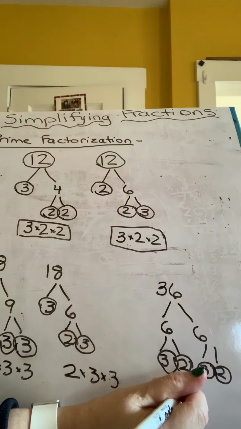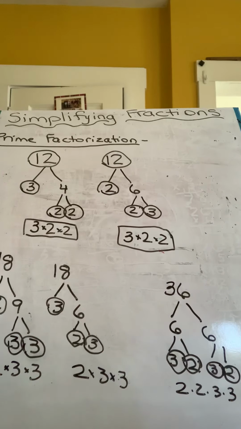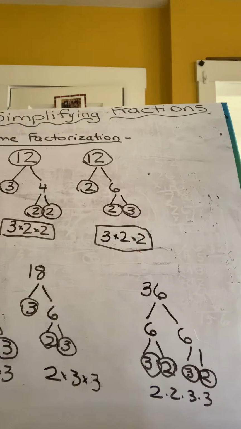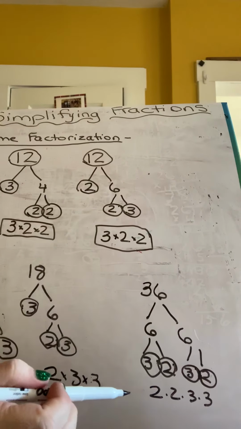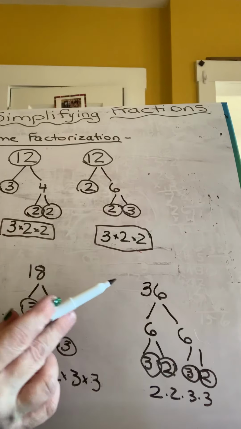Let's do the 2 2s. I'm just going to put a dot for multiplication. 2 times 2 times 3 times 3 is 36. There's the prime factorization for 36: a list of prime numbers, when multiplied together, equal your given product.